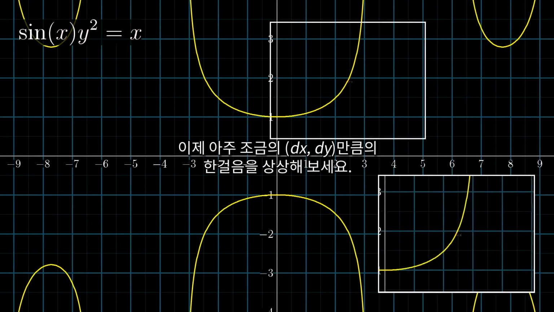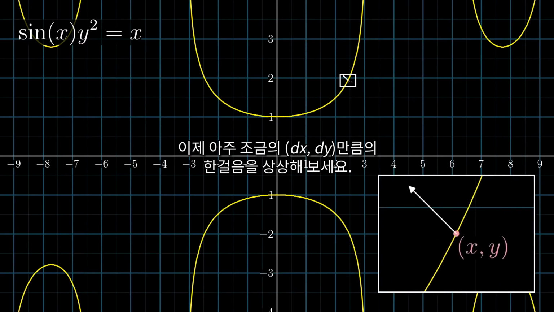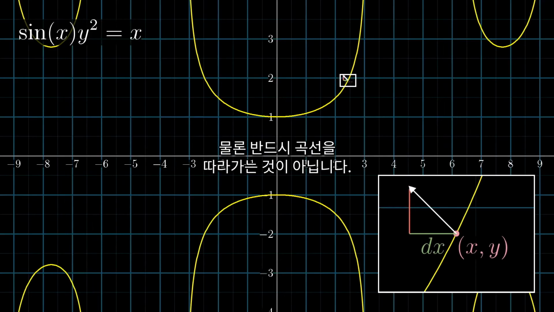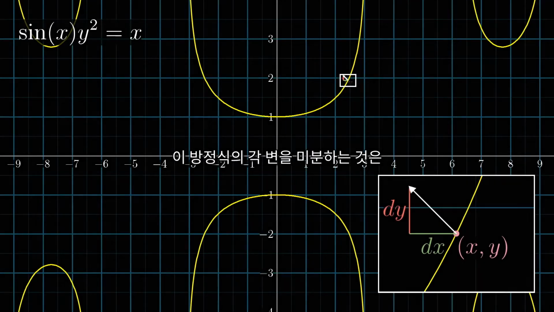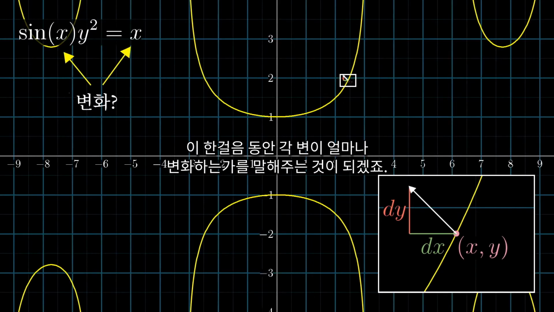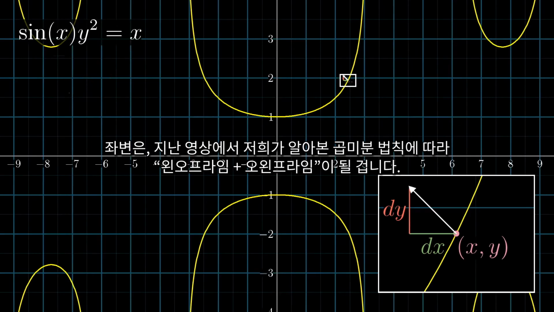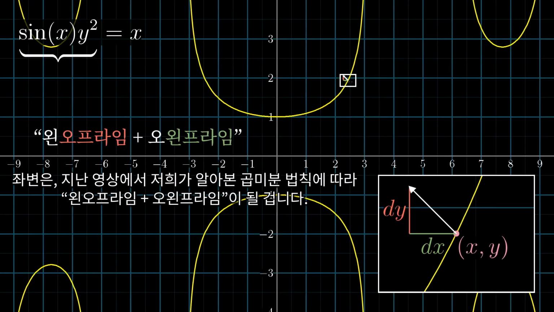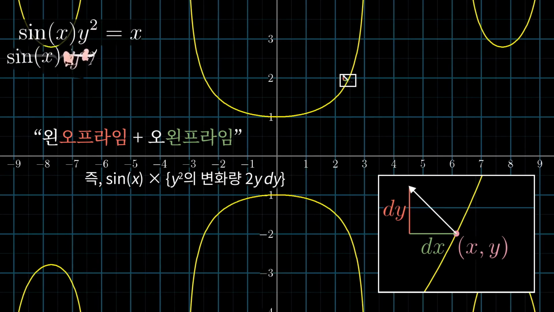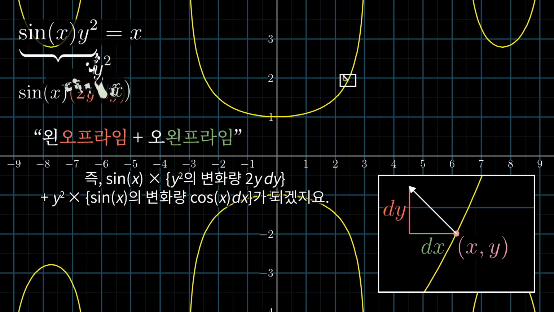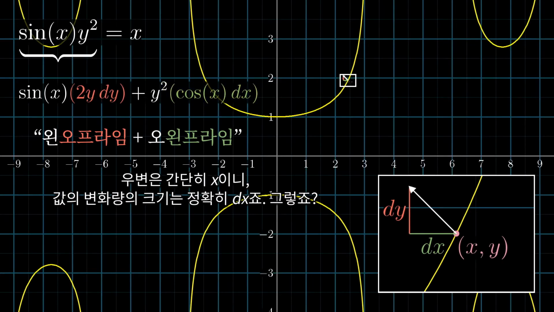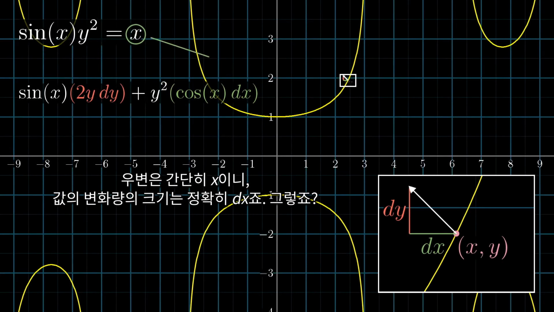Now imagine taking some tiny step with components dx, dy, and not necessarily one that keeps you on the curve. Taking the derivative of each side of this equation is going to tell us how much the value of that side changes during the step. On the left side, the product rule that we talked through last video tells us that this should be left d right plus right d left. That is, sine of x times the change to y squared, which is 2y times dy, plus y squared times the change to sine of x, which is cosine of x times dx. The right side is simply x, so the size of a change to that value is exactly dx, right?